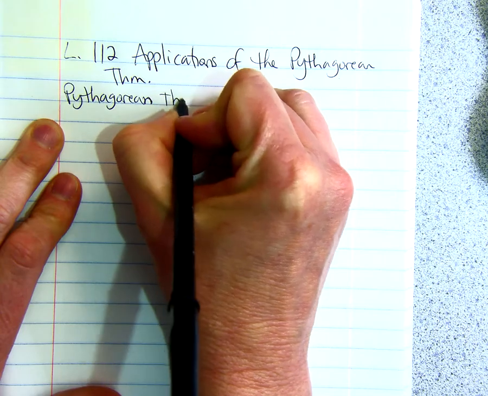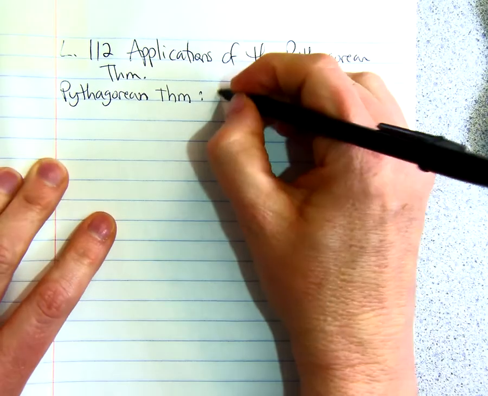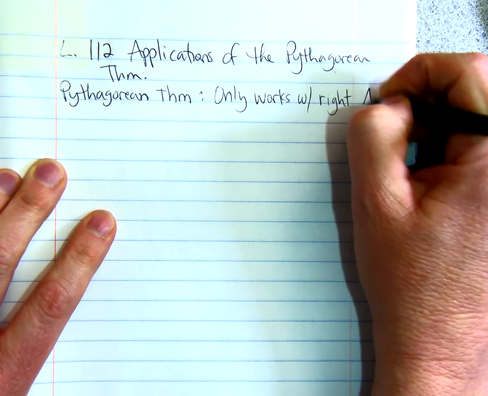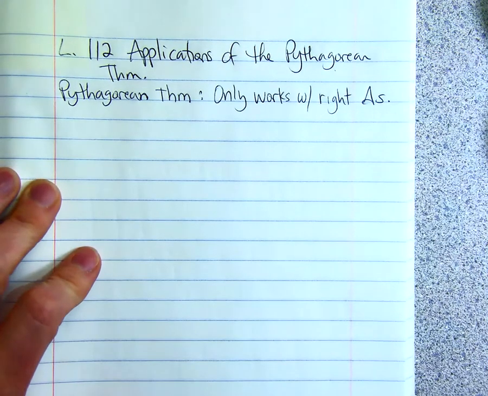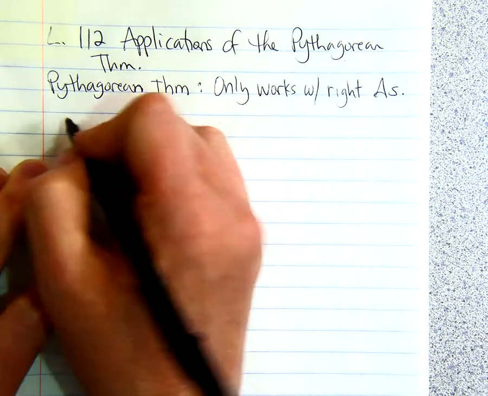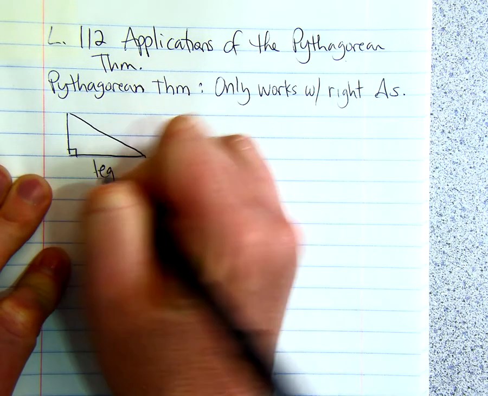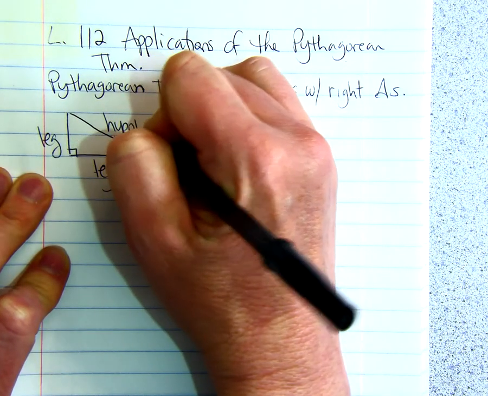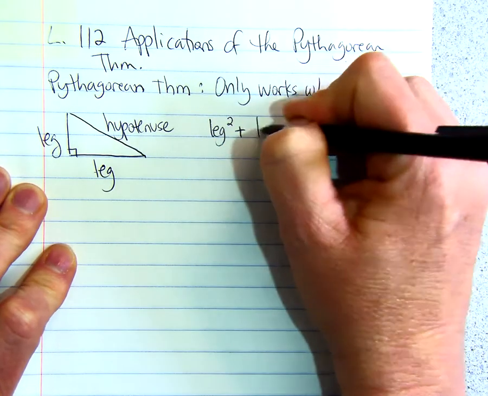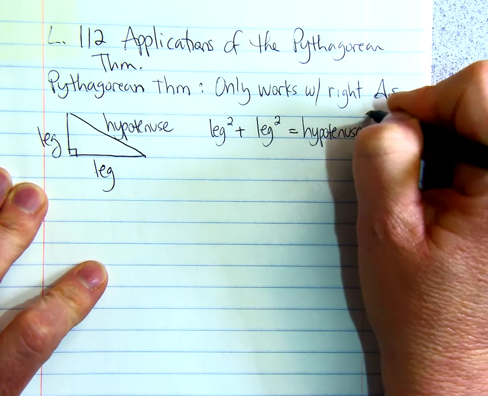Okay, one thing to remember about the Pythagorean Theorem is it only works with right triangles. Every year, inevitably, I have students trying to use the Pythagorean Theorem on triangles that are not right triangles. And it won't work. So if you remember, the legs are the two sides that form a right angle. And if we take the length of the leg and square it, add it to the length of the other leg and square it, it equals the hypotenuse squared.